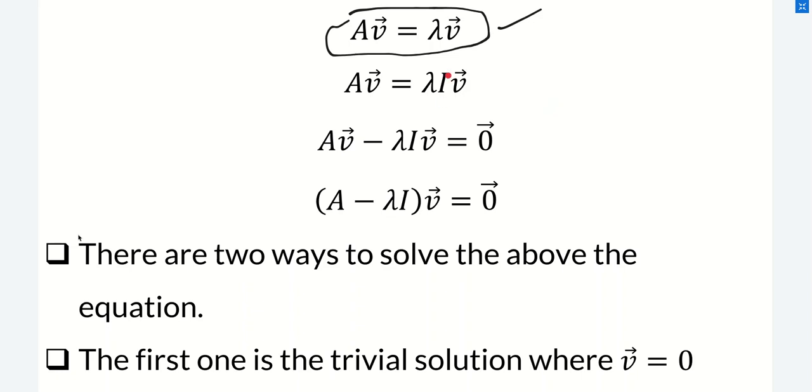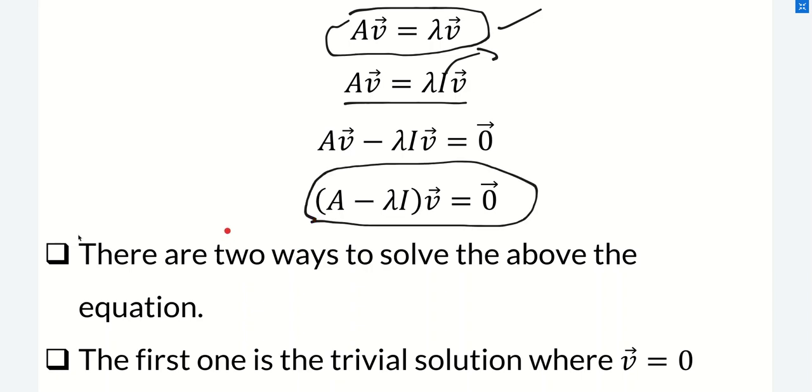Now you know this I, right? That is an identity matrix. An identity matrix multiplied by any matrix gives the same thing, so it's not going to change anything. We just put it over there. When you group terms, we can factor the v out. So when you factor the v out, we have this equation.